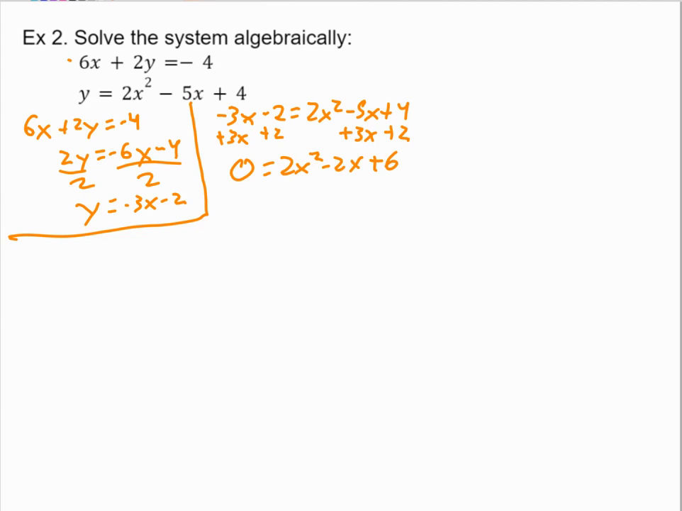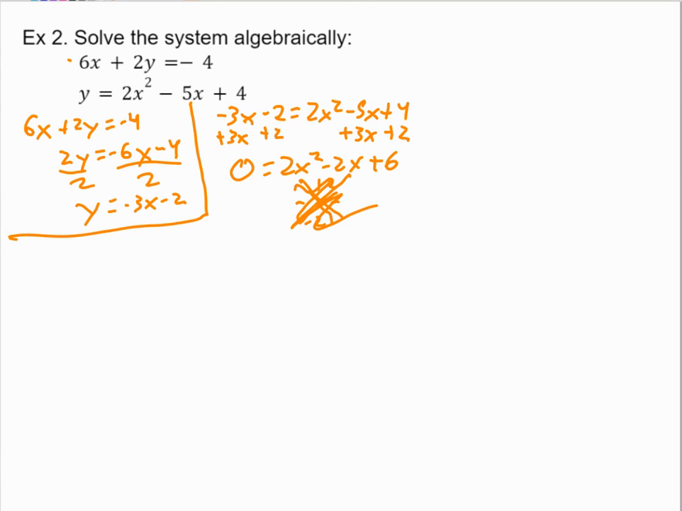Okay, so I need to solve this. I'm going to try factoring. 2 times 6 is 12. -2 goes on the bottom. My top is positive and my bottom is negative. That means I need two negative numbers. I somehow have to get them to add to -2 while also multiplying to 12. It's not going to work. This can't be factored. So that means I've got to use a different method.